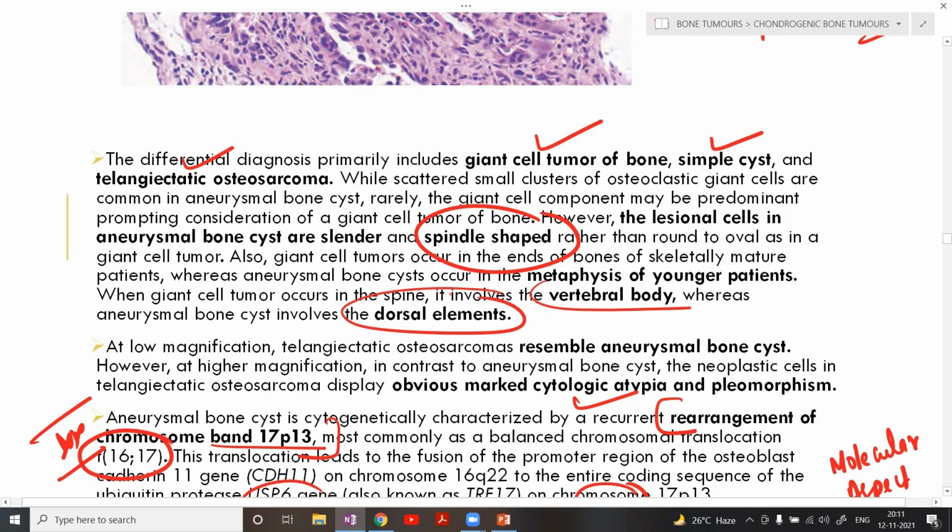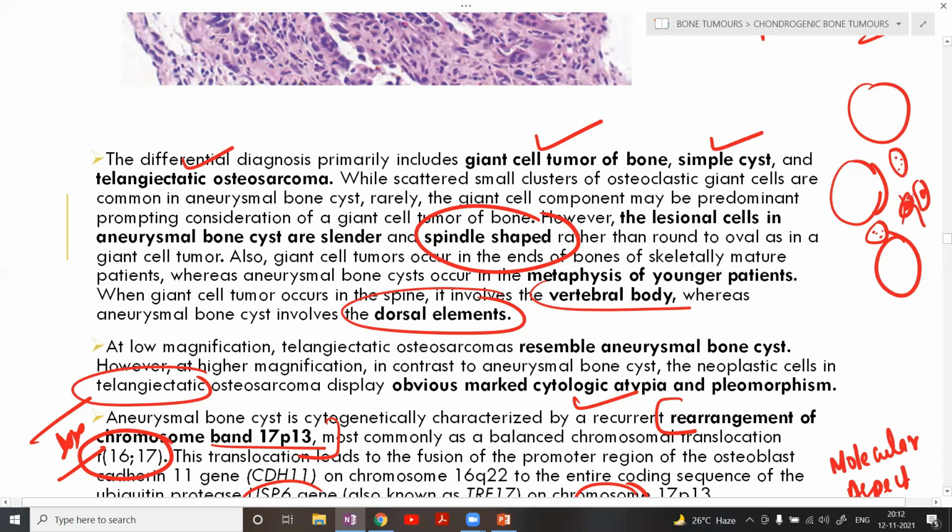And telangiectatic osteosarcoma is a type of osteosarcoma we have discussed in the previous lecture itself. It is one type wherein again you have multiple cystic areas, and in between you have certain giant cells and tumor cells, and you have osteoid matrix, and highly pleomorphic tumor cells in between. So we have already read about that, so we are not going into it here. Telangiectatic osteosarcoma will show obvious marked cytological atypia along with pleomorphism.